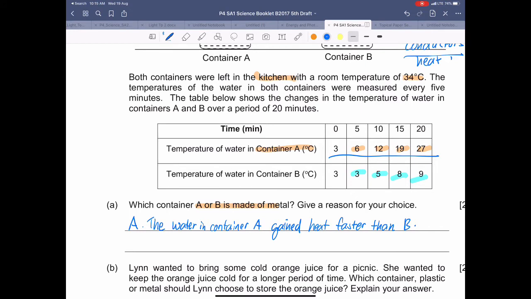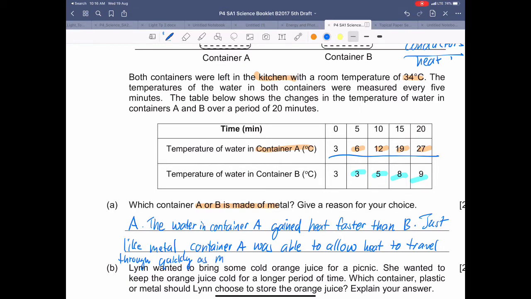This shows that, just like metal, container A was able to allow heat to travel through quickly, as metal is a good conductor of heat. It is a better conductor of heat.